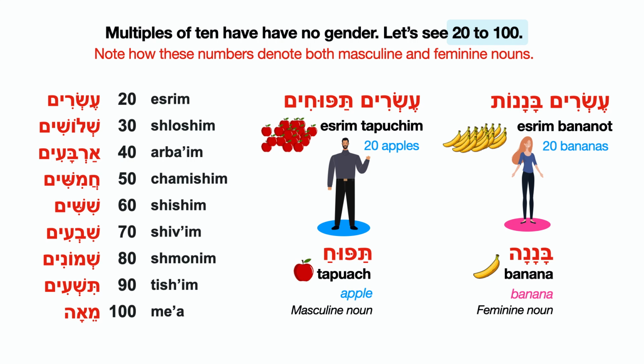So to say 20 apples, that's esrim tapuchim. And to say 20 bananas, we use esrim also. So esrim bananot. Esrim tapuchim, 20 apples. Esrim bananot, 20 bananas. So to say 30 bananas, that's shloshim bananot. 30 apples, that's shloshim tapuchim, and so on and so forth.